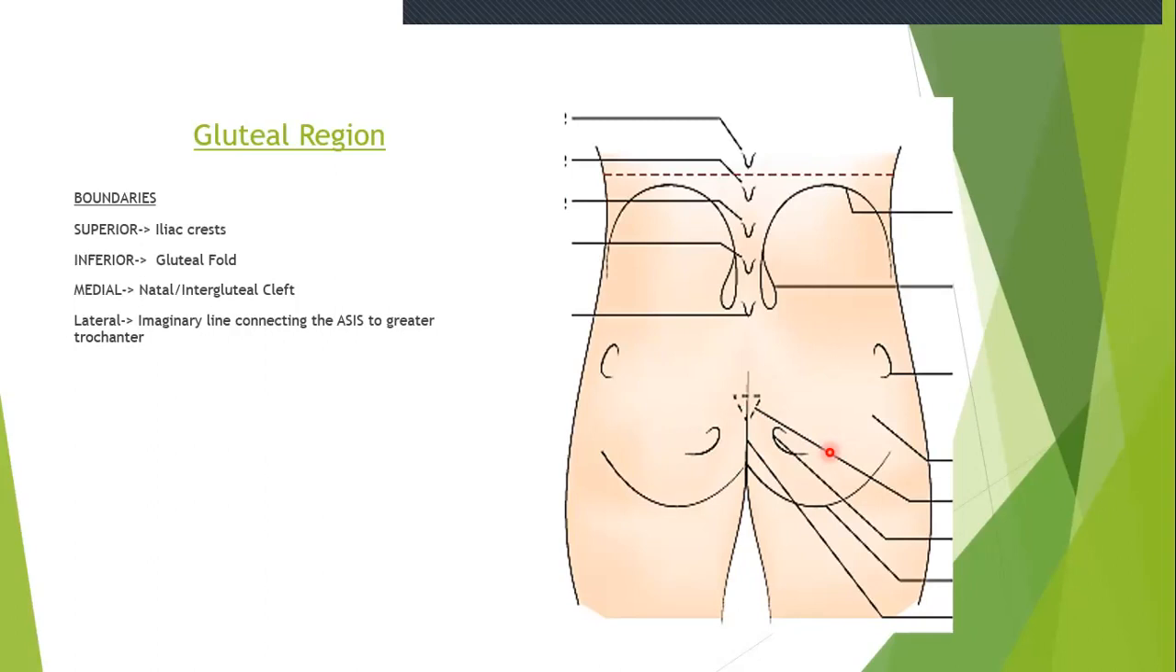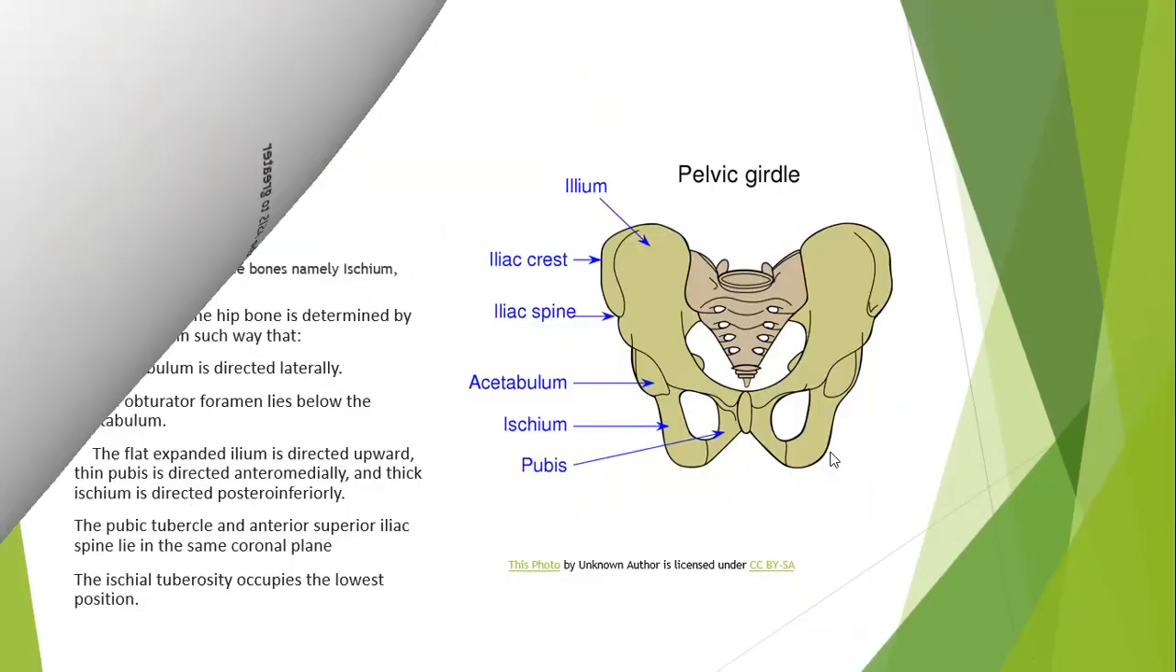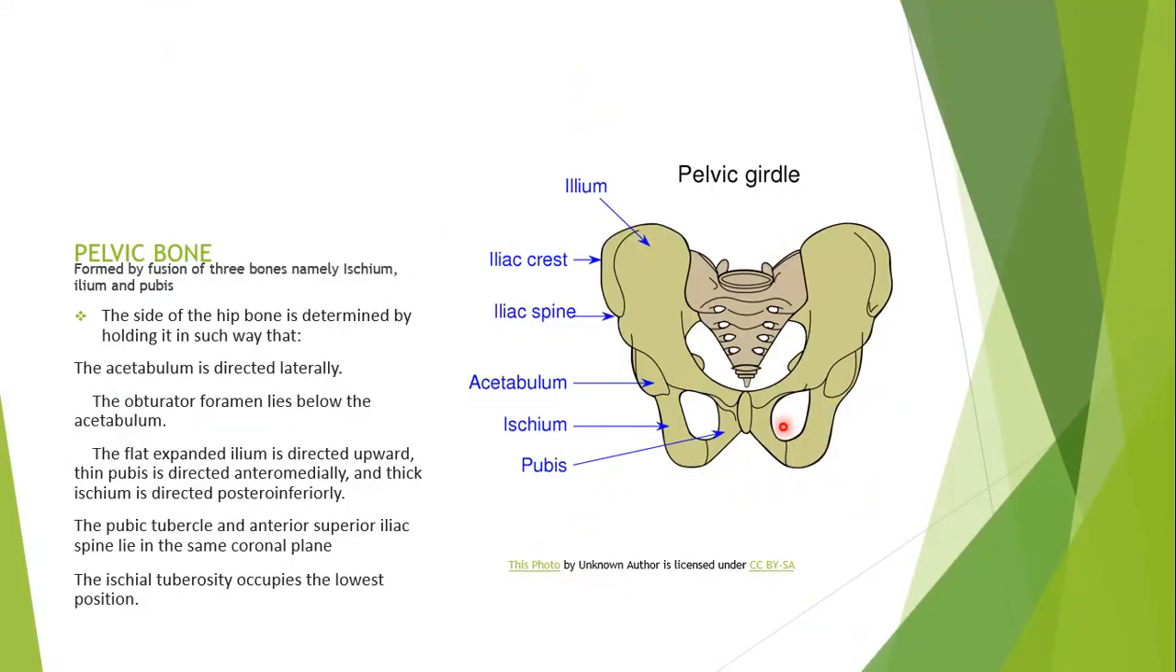So know those boundaries: superiorly, iliac crest; inferiorly, gluteal fold; medially, natal or the intergluteal cleft. Laterally is an imaginary line connecting the anterior superior iliac spine to the greater trochanter. Those are the boundaries. Now let's look at the pelvic bone. The pelvic bone is formed by fusion of three bones: ilium here, ischium here, and pubis here.